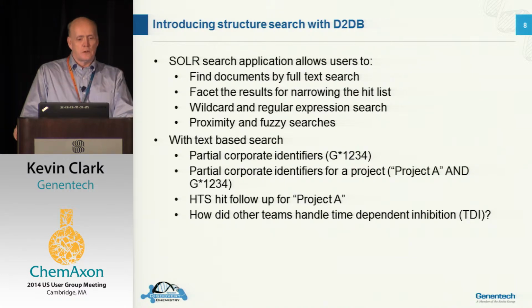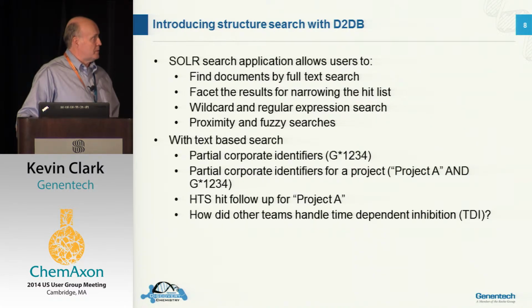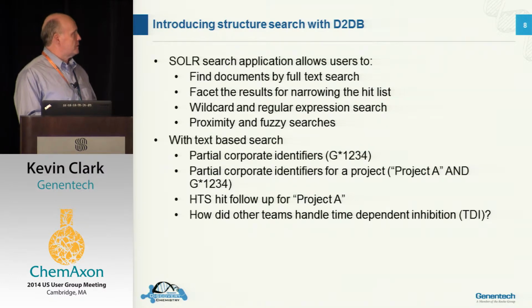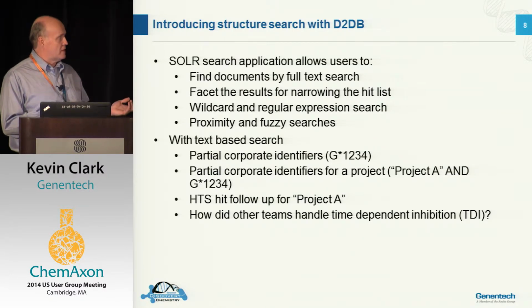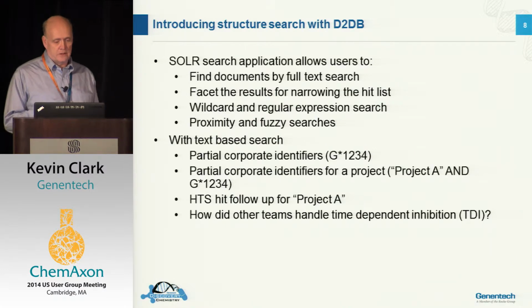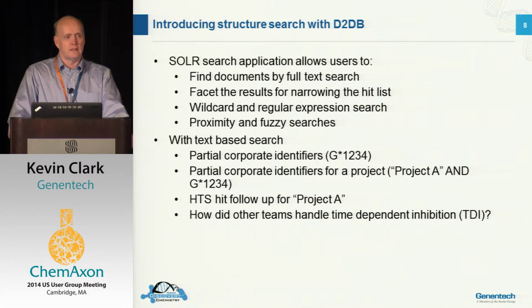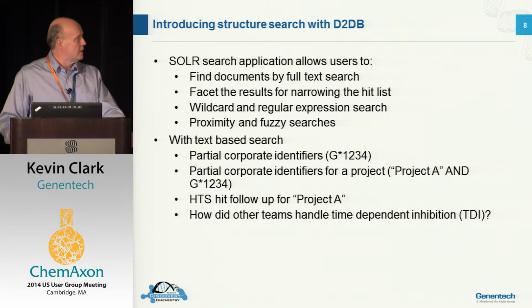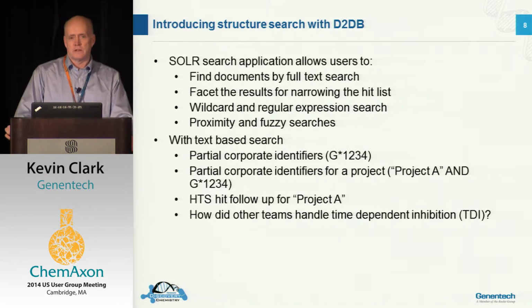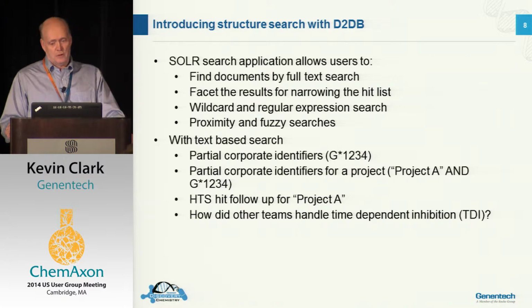So to summarize, the SOLR search application allows users to find documents by full text search, facet the results to narrow down the hit list, and provides wildcard, regular expression, proximity, and fuzzy searches. But within the context of this application, some of the frequent queries that the users wanted to be able to do was to search for partial corporate identifiers. It's common practice at Genentech for chemists or project teams to represent their molecules with a G followed by the last 4 digits of the molecule. And so one use case that was very important was to be able to find all molecules such as G star 1, 2, 3, 4.